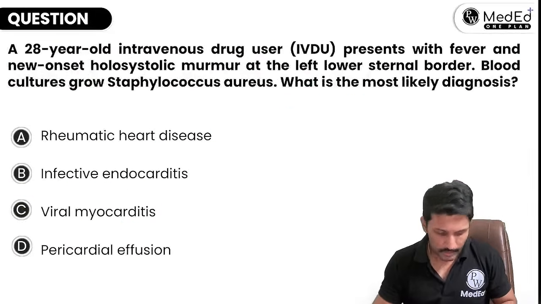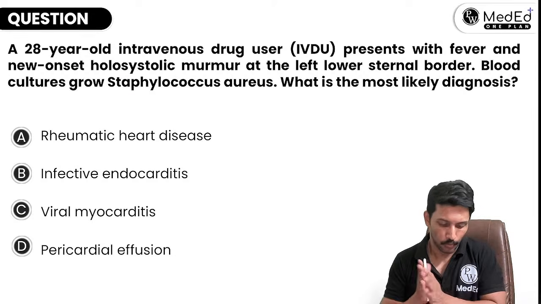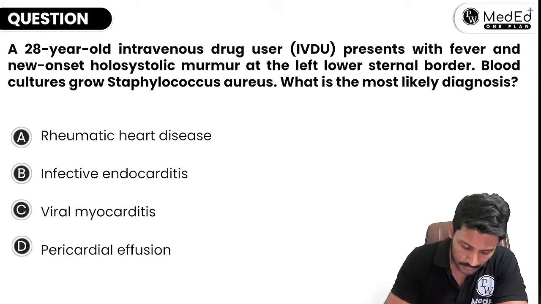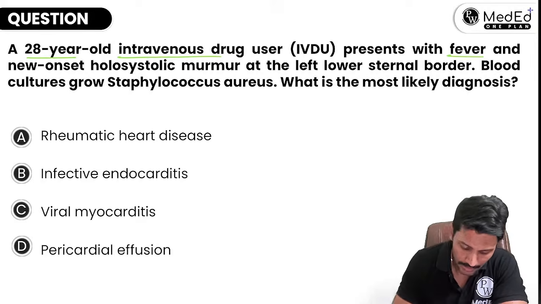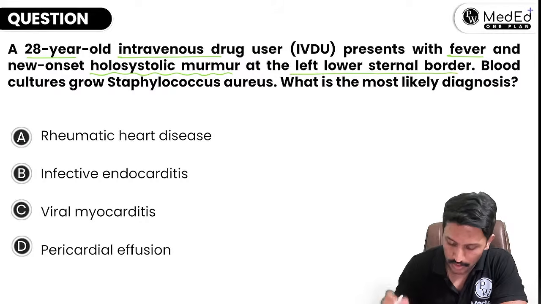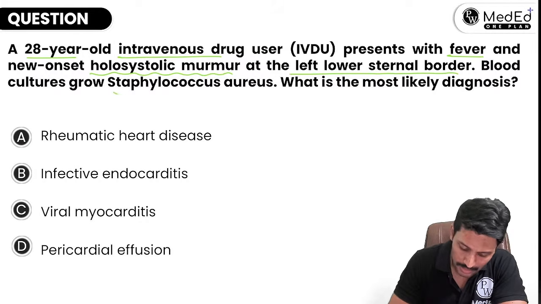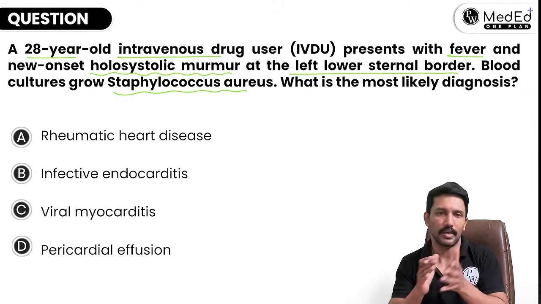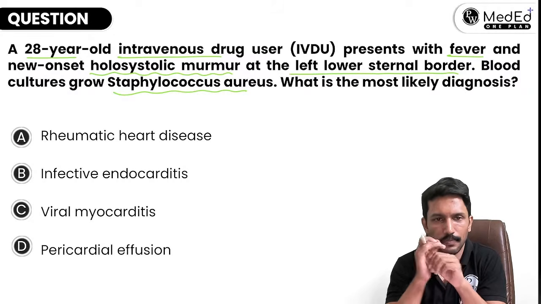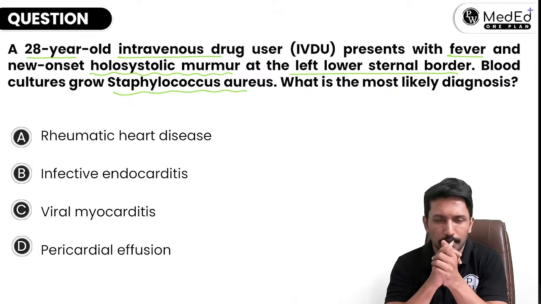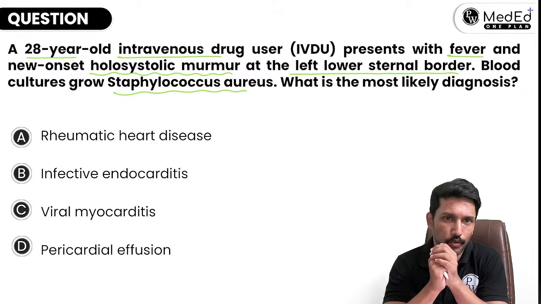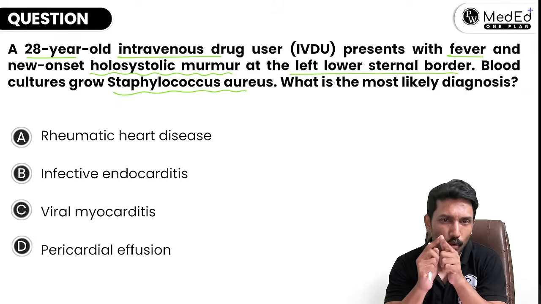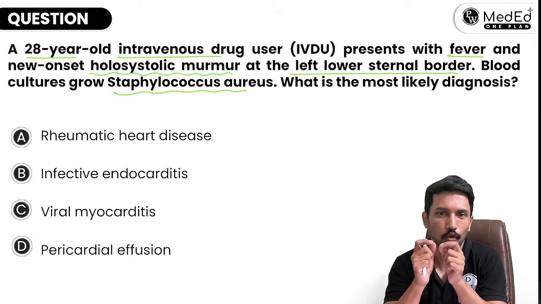Okay, so we'll take one last question and then we'll wind up for now. Here we have a 28-year-old IV drug abuser presented with fever and new onset holosystolic murmur at the left lower sternal border. Blood cultures grow Staphylococcus aureus. What is the most likely diagnosis? We have given a lot of clues here. It's a 28-year-old IV drug abuser. He has fever and new onset holosystolic murmur at the left lower sternal border.